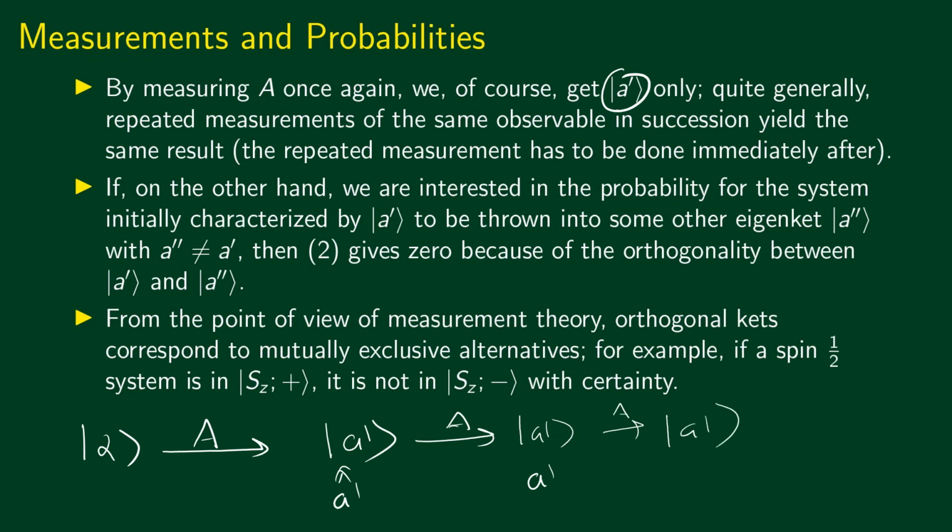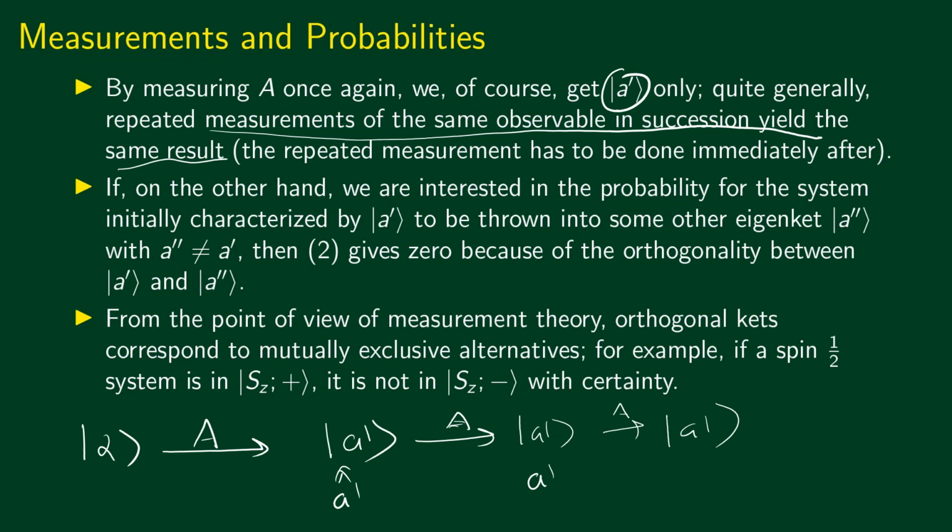We said that if the system is in an eigenket of observable A, then the measurement of observable A does not change the state. All right, we said this earlier. So that's what we say here. By measuring A once again, we of course get A prime only. Quite generally, repeated measurements of the same observable in succession yield the same result.